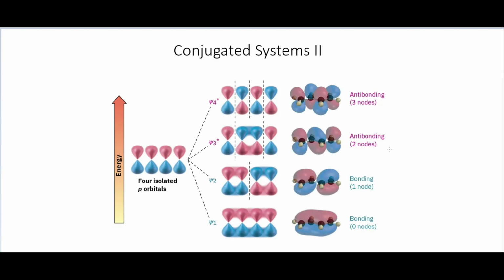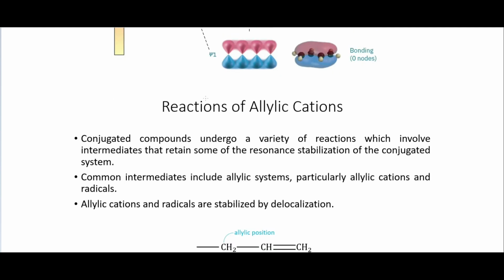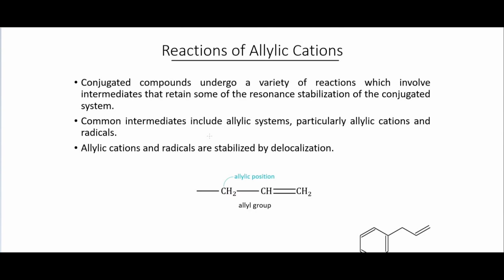In this video, I'm going to continue talking about conjugated systems, and in particular, I'm going to discuss the reactions of allylic cations and thermodynamic and kinetic reactions. So conjugated compounds undergo a variety of reactions which involve intermediates that retain some of the resonance stabilization of the conjugated system. Common intermediates include what are called allylic systems, particularly allylic cations and radicals.